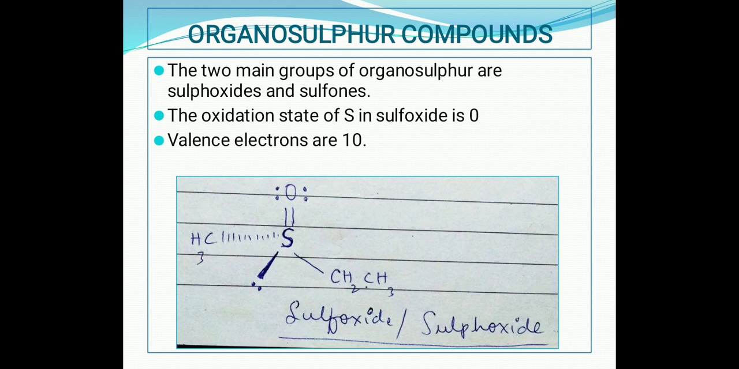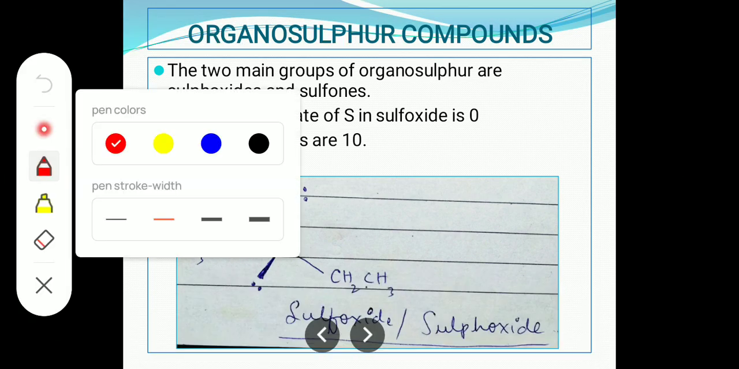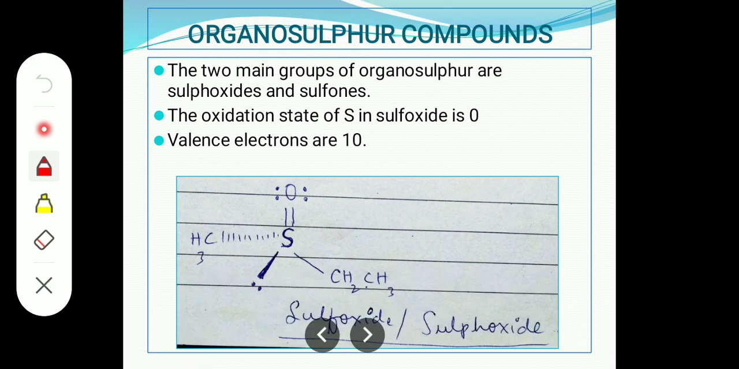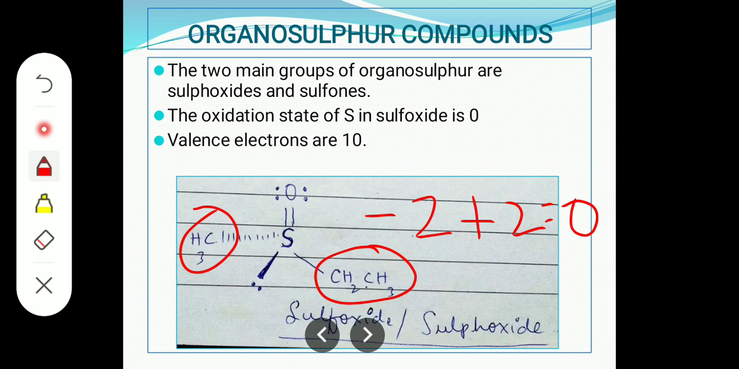Talking about sulfoxide, the oxidation state of sulfur in sulfoxide is 0 with valence electrons 10. As we all know how to find out the oxidation state, if I have to write down the oxidation state of sulfur, which I have to find as X, and we know oxygen has an oxidation number of -2, and when I consider the methyl and the ethyl group as +1 each, it's going to be -2 + 2 is equal to 0. So hence the oxidation state of sulfur in sulfoxide is going to be 0.